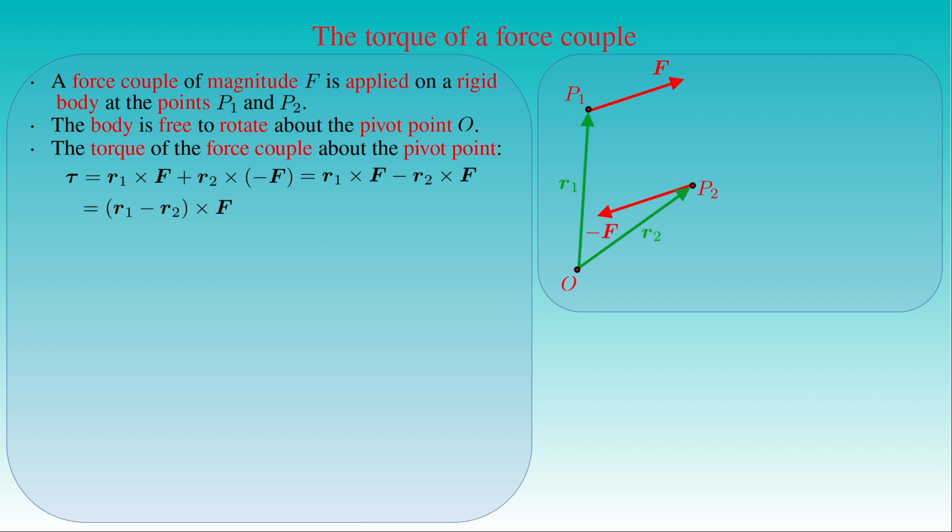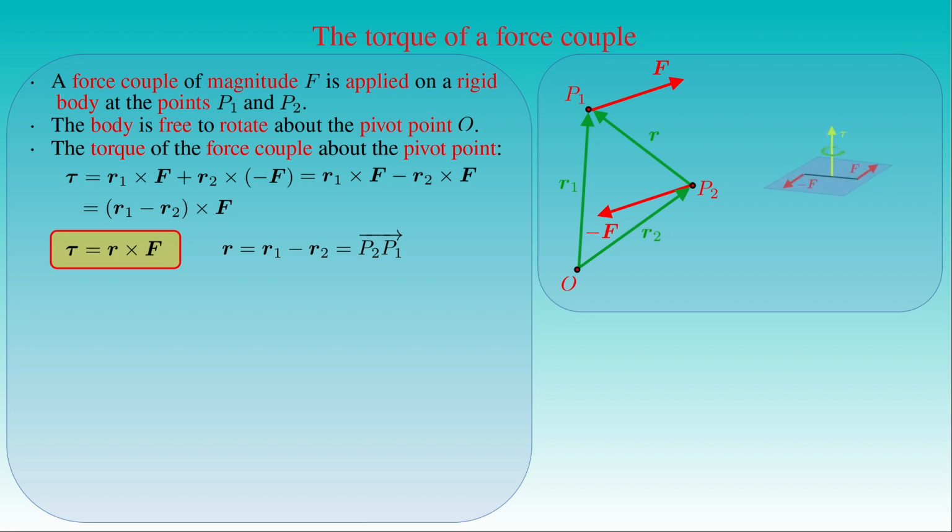The difference between the position vectors R1 and R2, denoted by R, is equal to the vector pointing from the point of application P2 of the force minus F to the point of application P1 of the force F. As a result, we can write the torque tau of the pair of forces as the cross product of the vector R and the force F, which is independent of the position of the reference point O.